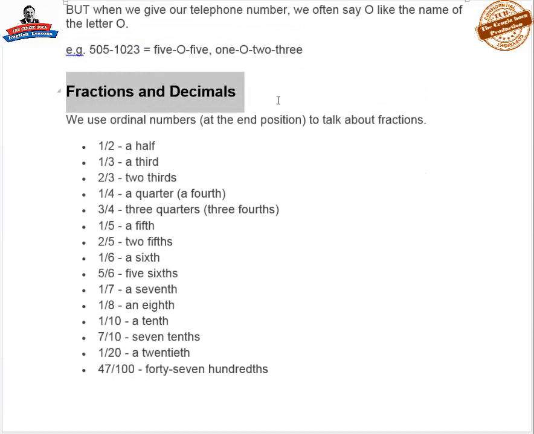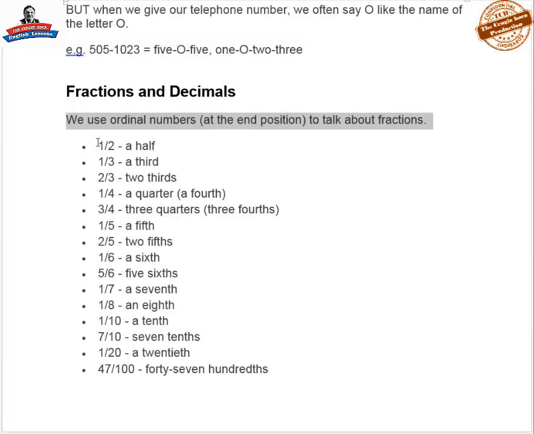Fractions and decimals. We use ordinal numbers at the end position to talk about fractions. For example, a half, a third, two thirds, a quarter or a fourth, three quarters or three fourths.